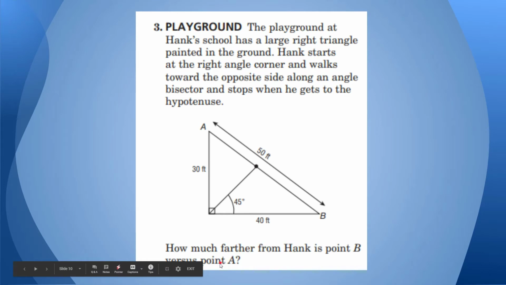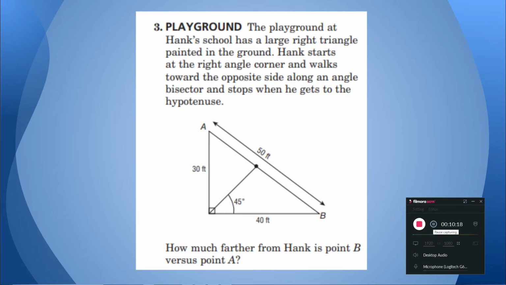Next problem here. Playground. The playground at Hank's school has a large right triangle painted on the ground. Hank starts at the right angle corner and walks towards the opposite side along an angle bisector and stops when he gets to the hypotenuse. So he starts over at this corner and walks all the way to the hypotenuse. How much farther from Hank is point B versus point A?